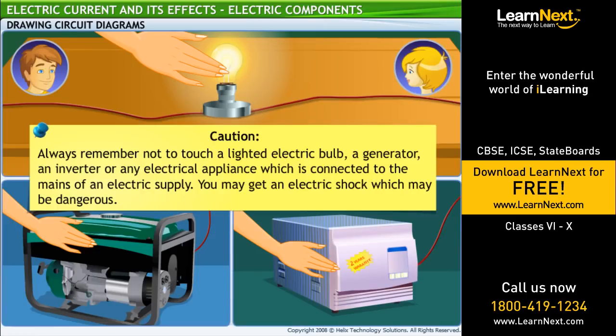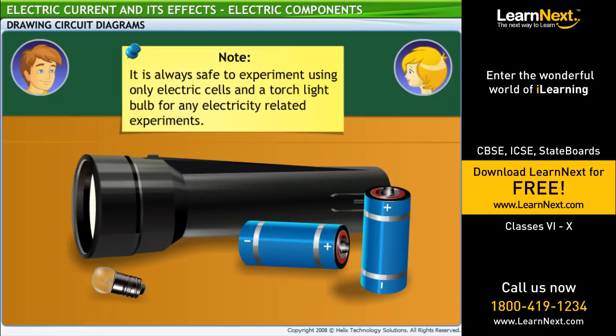A word of caution. Always remember not to touch a lighted electric bulb, a generator, an inverter, or any electrical appliance that is connected to the mains of an electric supply. You may get an electric shock, which may be dangerous. It is always safe to experiment using only electric cells and a torchlight bulb for any activity related to electricity.